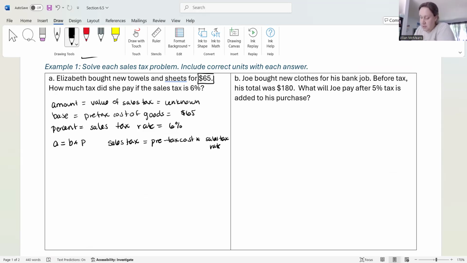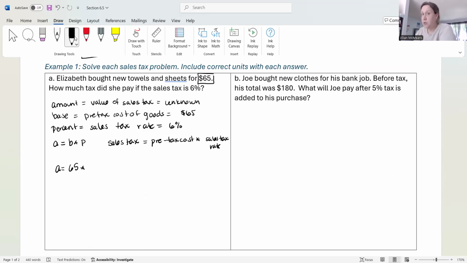So we don't know what the sales tax is. We'll just call that A, or you could call it X, N, P, whatever you want to call it. You can call it any variable you want. I'm just going to stick with amount, base, and percent. So A equals, well, we need the pre-tax cost of the goods, which was $65. And then we need to multiply that by our sales tax rate.